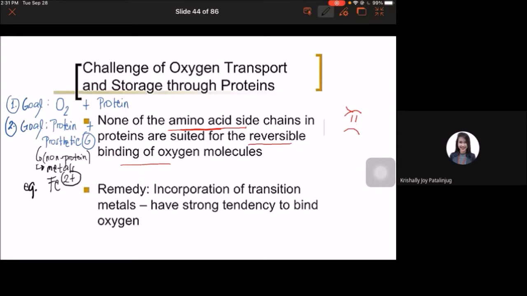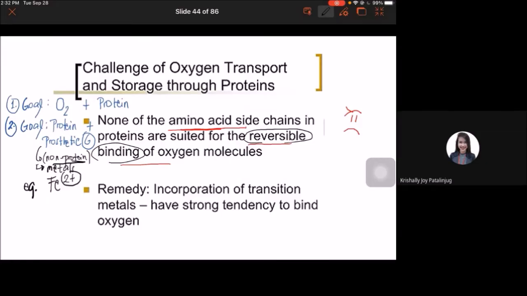Nakuha? So I repeat, ang reason bakit nandyan yung prosthetic group kasi kailangan natin ng parte ng protein na kayang reversible binding. And that part of protein, which is a non-protein portion of that protein, is the ferrous. So, dyan didikit reversibly yung oxygen molecule. So, yan yung remedy.